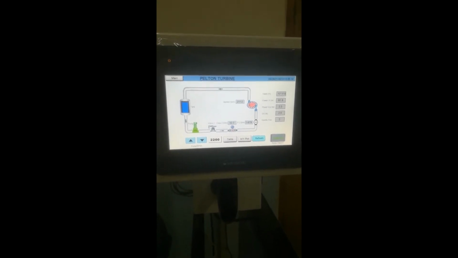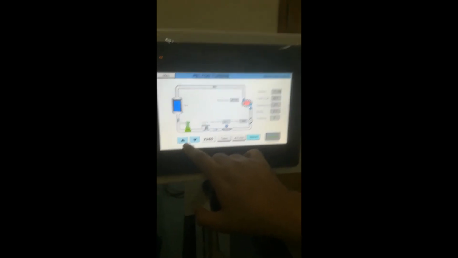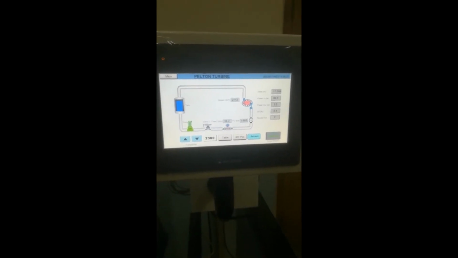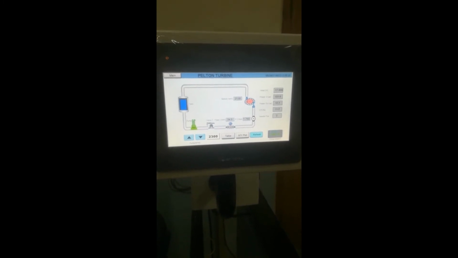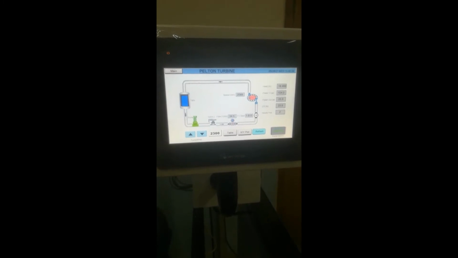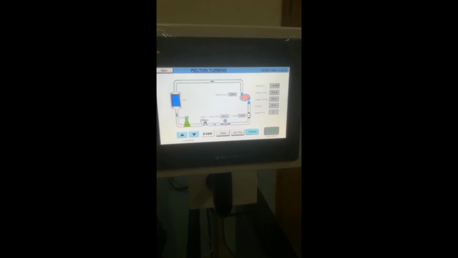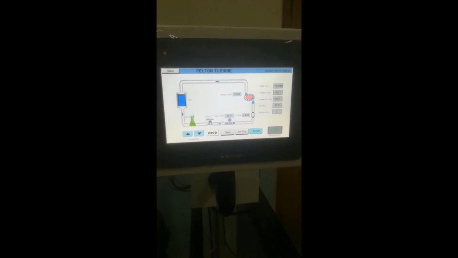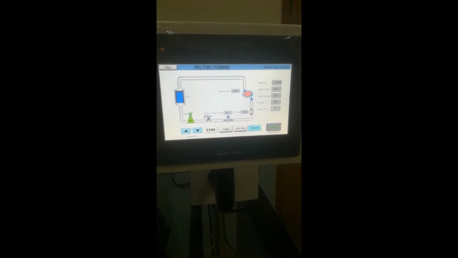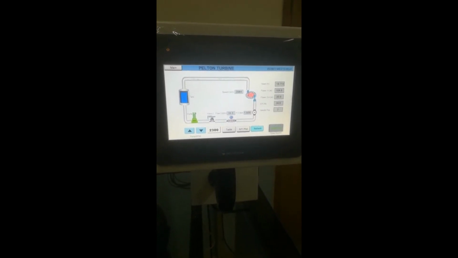So this will be your seventh reading. Now the last reading will be at 2300 RPM. Take the maximum speed and note the readings.